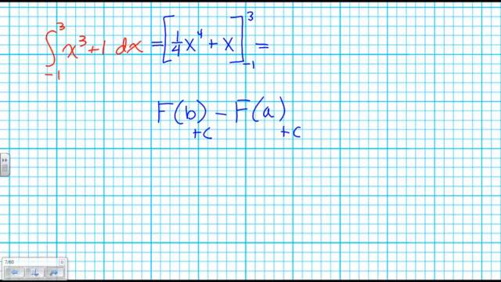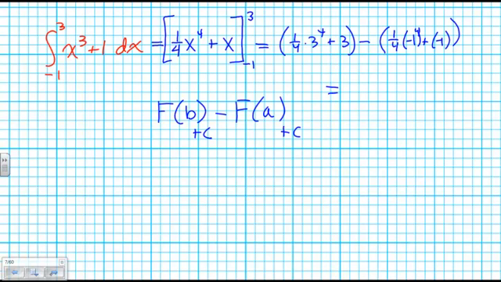So, from here, what do we do? We take this expression and we plug our 3 in. 1/4 times 3 to the 4th plus 3. So there's our f of b. And now we're going to subtract off this expression with the -1 in all those places. 1/4 times -1 to the 4th, plus a -1. And as we clean up that now purely numerical expression, we'll get the area under the curve.